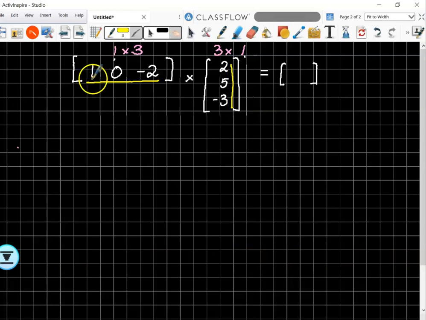Okay, so what's my answer going to be? 1 times 2 is 2. 0 times 5 is 0. Negative 2 times negative 3 is 6. So 6 plus 2 gives me 8.